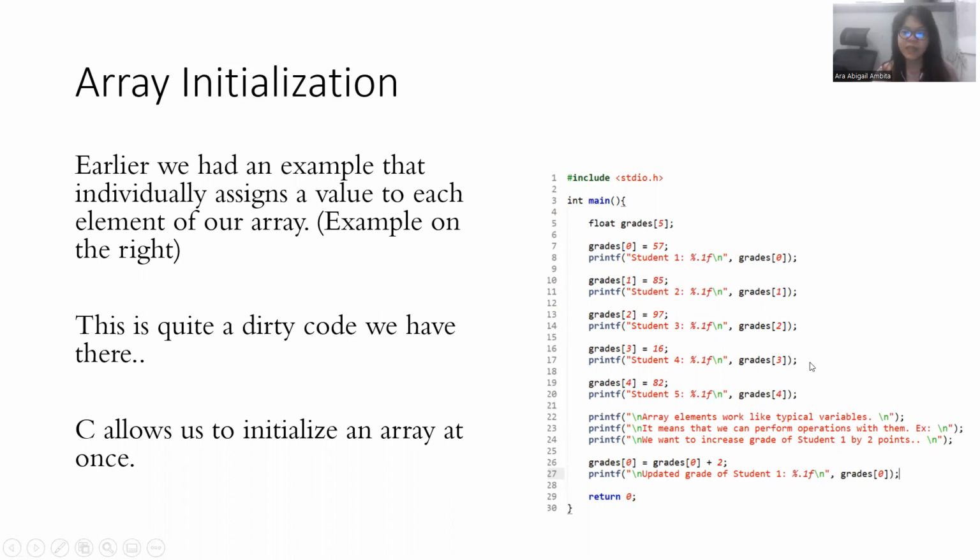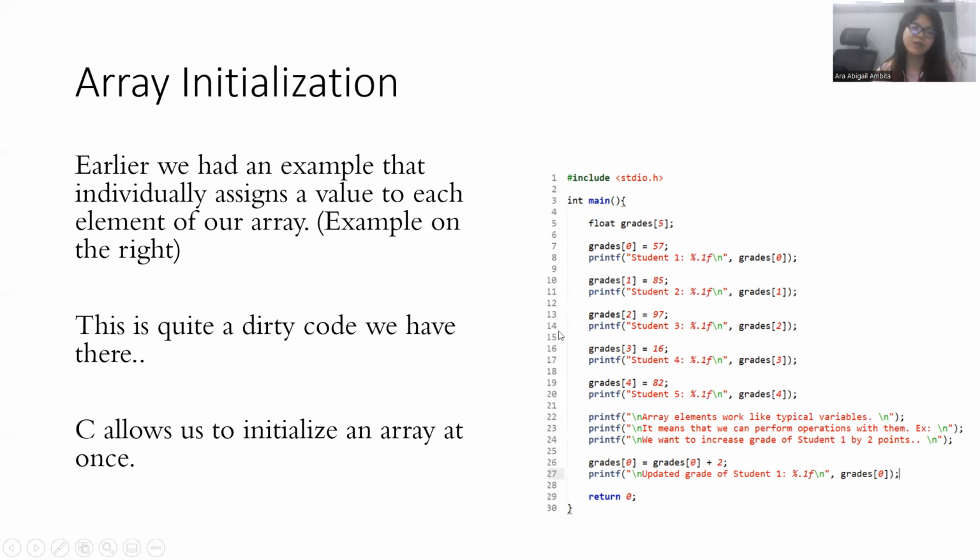and so on. And then we have also mentioned that arrays work like typical variables, so we can perform operations with them, right? So this is quite a dirty code that we have there, right? So what if we have 95 students? We have 95 grades, and we have to assign them one by one. So what we can do is to use a loop.